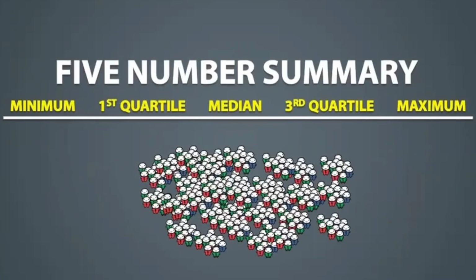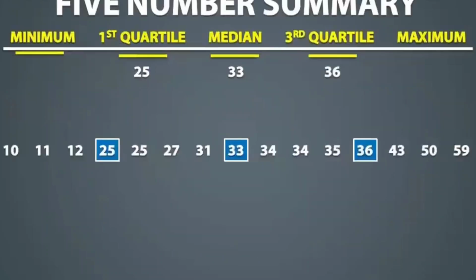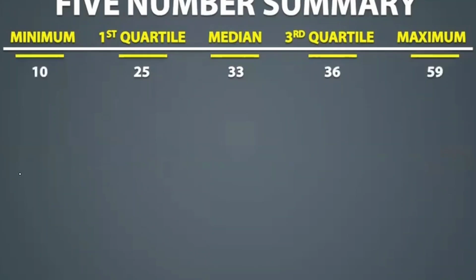Now using these 5 numbers, we are going to discuss the distribution of the data, how the data will be distributed. So for example, this is the data set. Out of the data set, I have got the Q1 value as 25. I calculated it, and the median value as the center position is 33, and Q3 is 36. What is the minimum value? 10. What is the maximum value? 59. Now, once we have calculated the 5 values, forget about the data set. Once we have the 5 numbers, we don't need the original data set.